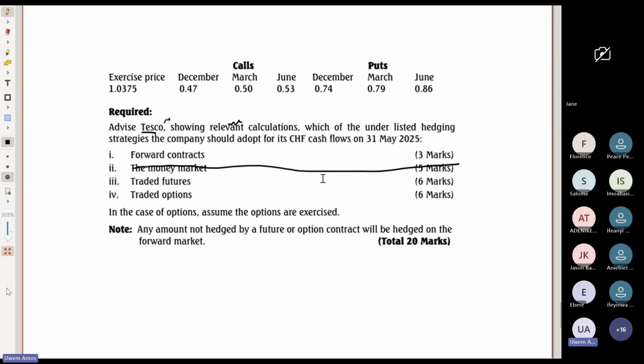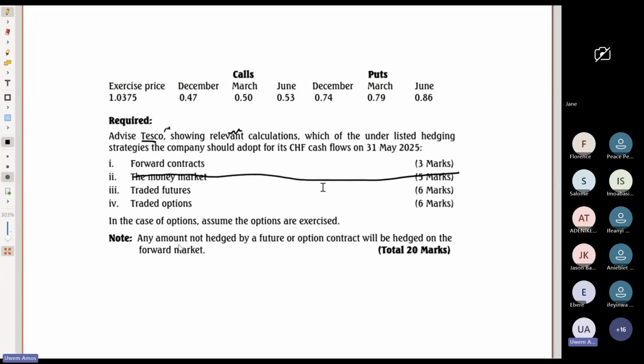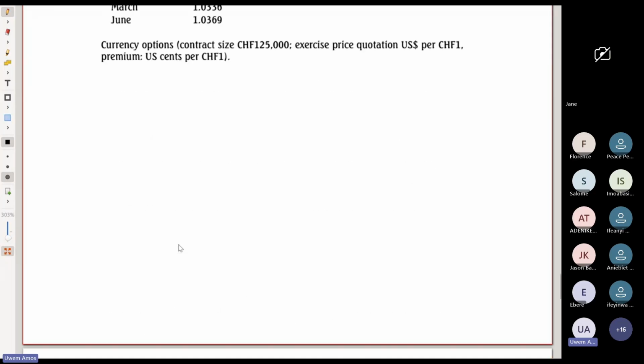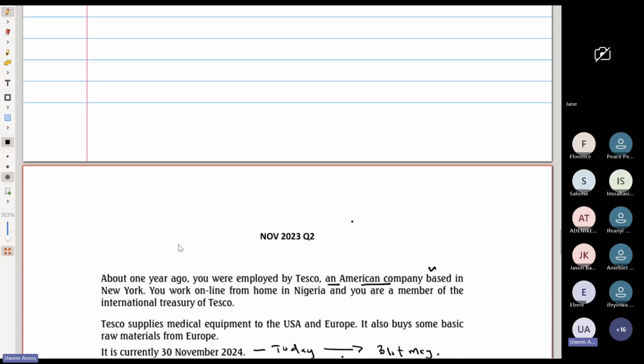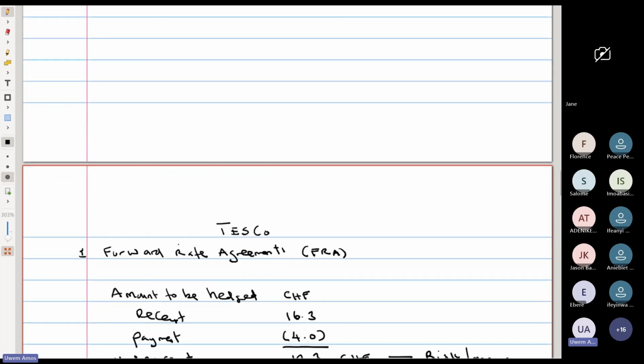Okay, in the note. That's why you find here in the note, any amount not hedged by a future or option contract will be hedged on the forward market. And you've seen why. That's because it is sold in blocks. It's possible that you can't buy the exact amount you have because they are sold in blocks. So for the part you can't buy, you need to protect yourself through another method, because you have to buy them in those blocks. So that's one key.